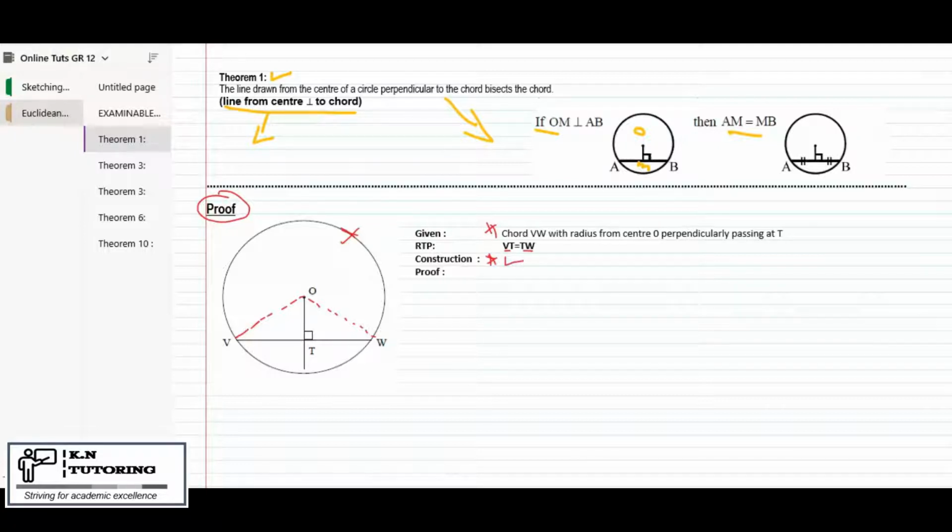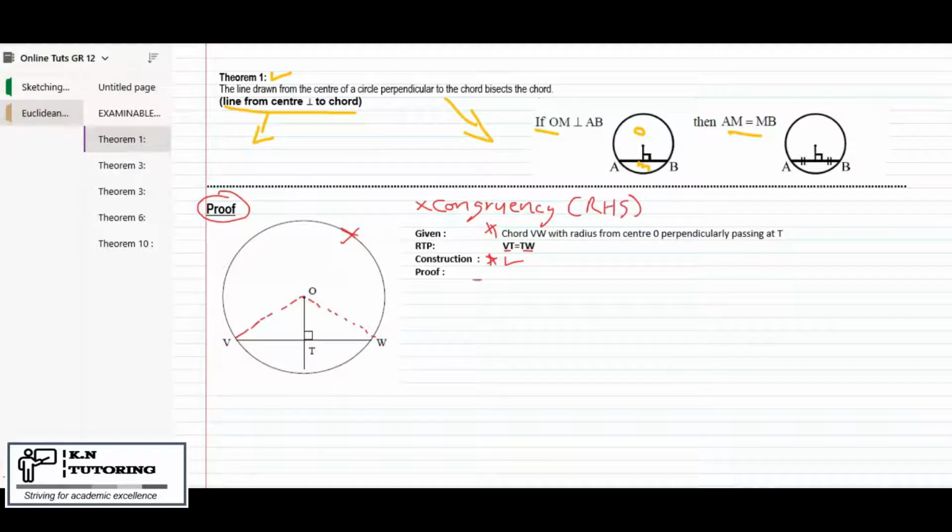Now we are done with the construction. You will realize that we've created two triangles here: triangle OVT and triangle OTW. We're going to use the knowledge of congruency. Theorem number 1 needs you to use congruency, which is a topic that you've covered in grade 9 and grade 10. As you can see, we've got a 90-degree angle here, so our focus will be RHS, right angle, hypotenuse, side.